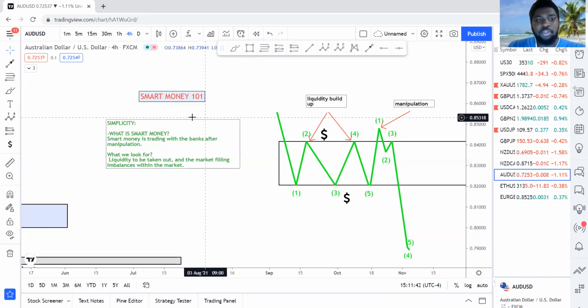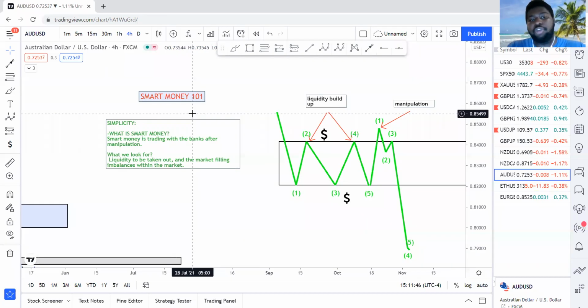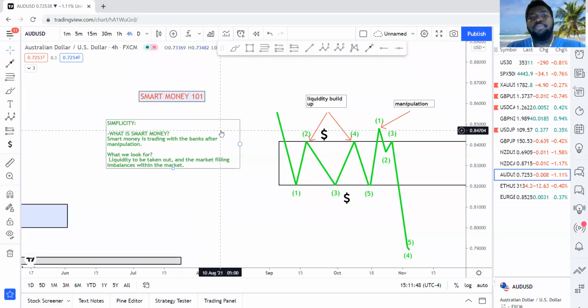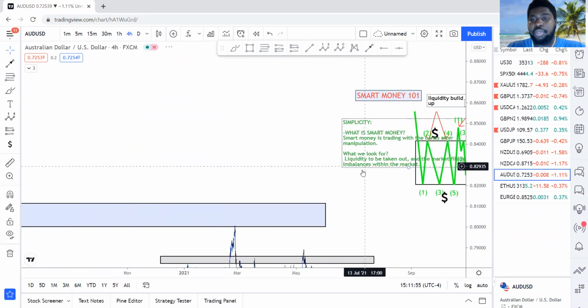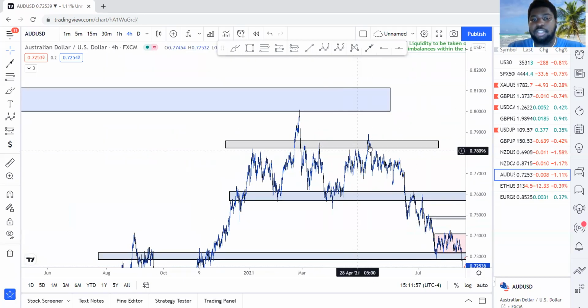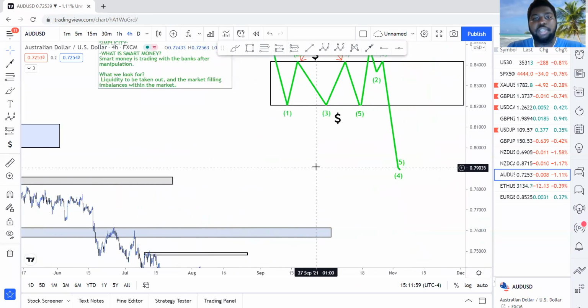And smart money in the most simplest form, right? Is basically trading with the banks after the manipulation, right? So how do banks trade? Banks trade at supply and demand areas. I did a training on that, on supply and demand areas in the market. Banks trade at those areas.